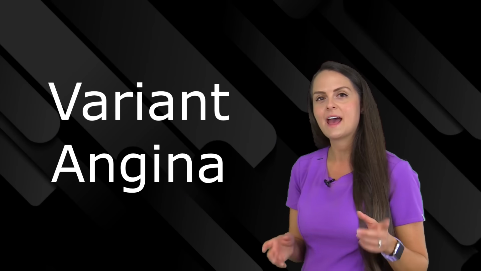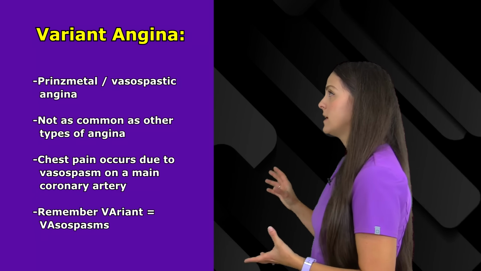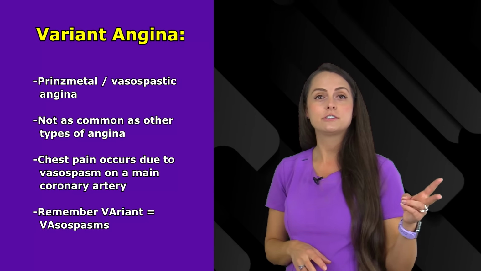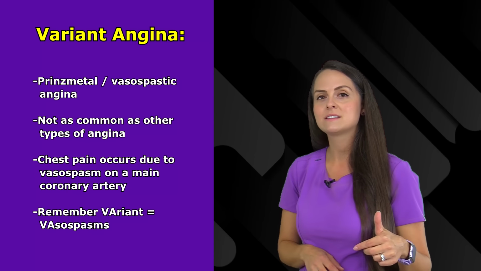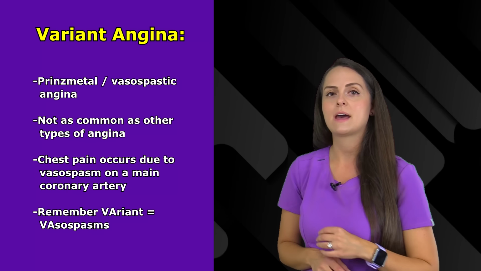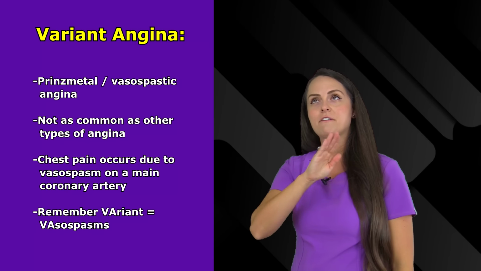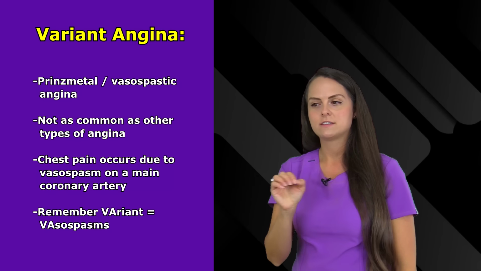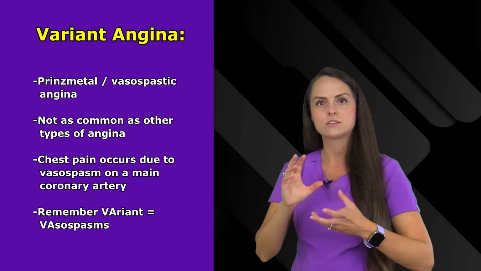And then lastly, we have variant angina. And this is also referred to as Prinzmetal angina. So this type of angina is not very common compared to the other two we just went over. And it's a type of chest pain that occurs because the patient is having a vasospasm on a main coronary artery. So to help you remember that cause, remember we have a variant angina. Variant is VA. And then we have a vasospasm, VA, first two letters. So that is what is causing it.